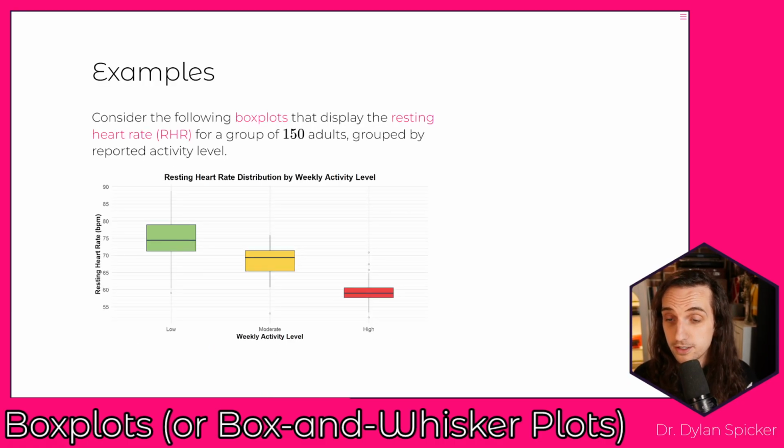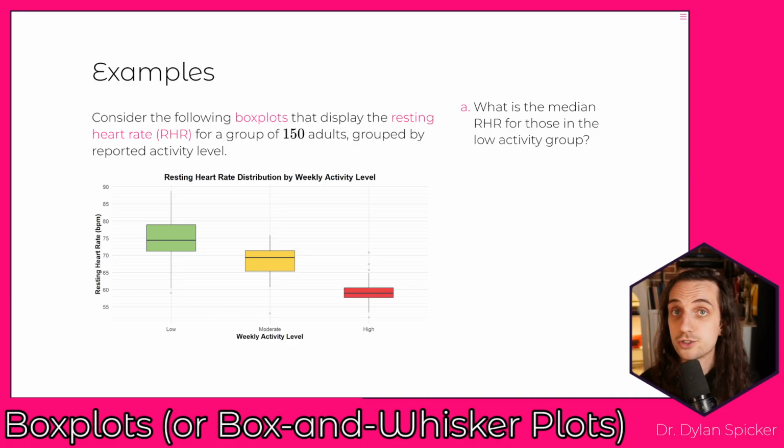Okay. So consider an example here. These box plots display the resting heart rates for a group of 150 adults, and they're grouped by their reported activity level. So we have low, moderate, and high activity. And this is where the box plots are going to be particularly useful because now we have 3 different frequency distributions represented on the same graph. This becomes a lot harder to do if you want to use histograms instead.